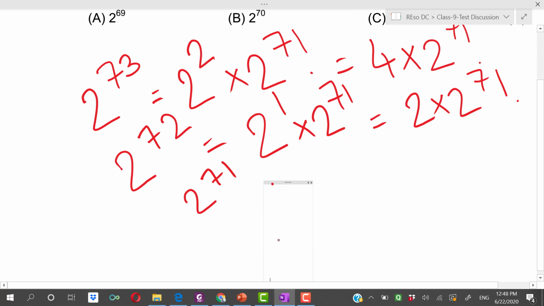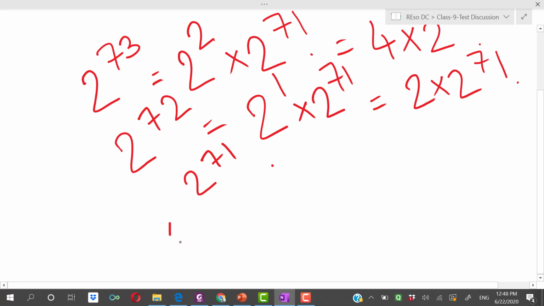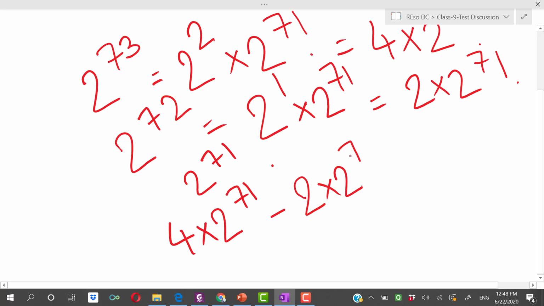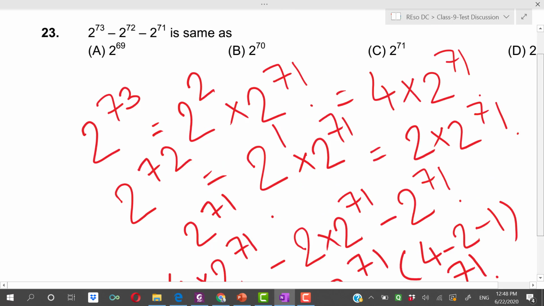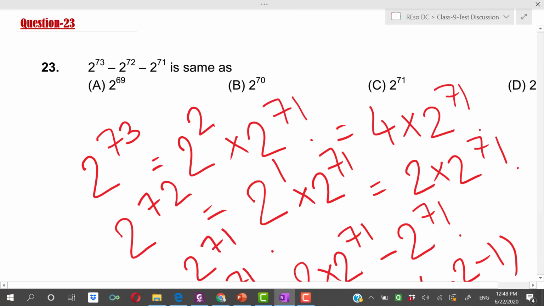So now my given expression will reduce to 4 into 2 raised to the power 71 minus 2 into 2 raised to the power 71 minus 2 raised to the power 71. So this will be equal to 2 raised to the power 71 multiplied by (4 minus 2 minus 1), which finally is equal to 2 raised to the power 71. So option number C will be the correct answer of my question.